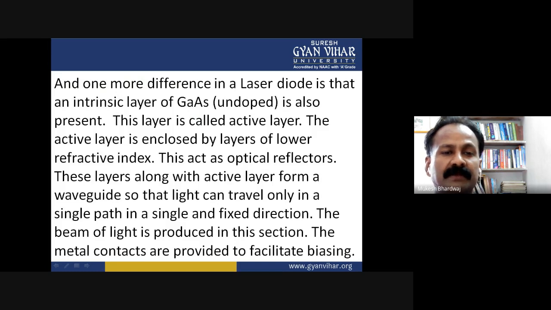These layers along with the active layer form a waveguide so that light can travel only in a single path, in a single and fixed direction. The beam of light is produced in this section. The metal contacts are provided to facilitate biasing.